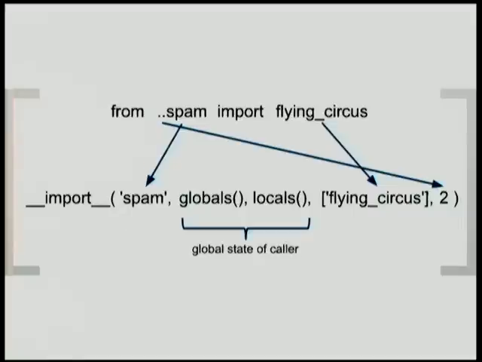It's a lot. So let's say you're doing from ... spam import flying circus. So any name between from and import, not including the dots, goes in the first part. So that's basically the name. If you're just doing import whatever, that whole part would go there. The globals of the place where you make the dunder import call gets passed in. The locals gets passed in, and these are all, as I said, the global state of the caller on the slide. This will make sense of why this happens later.